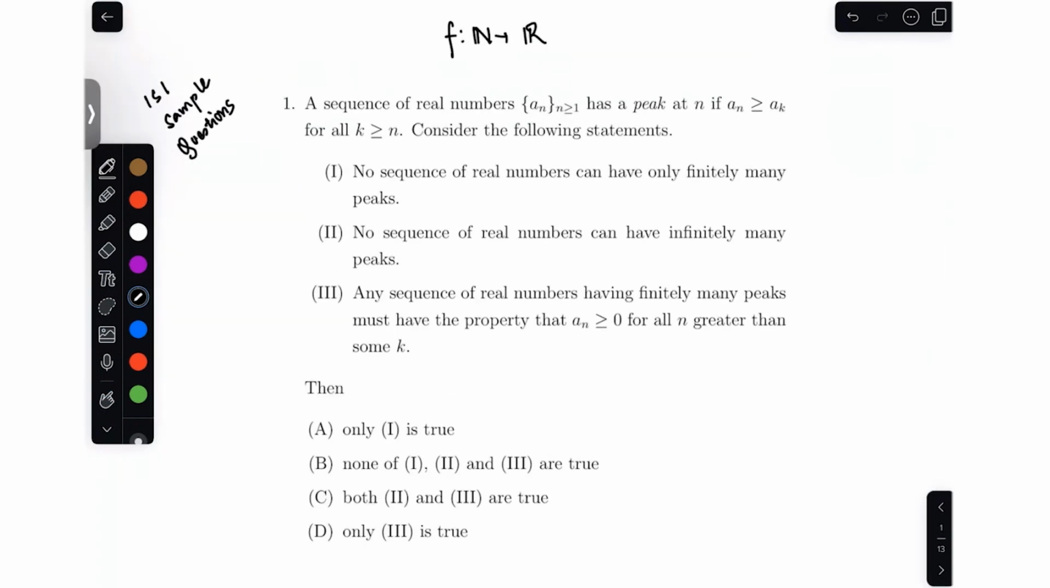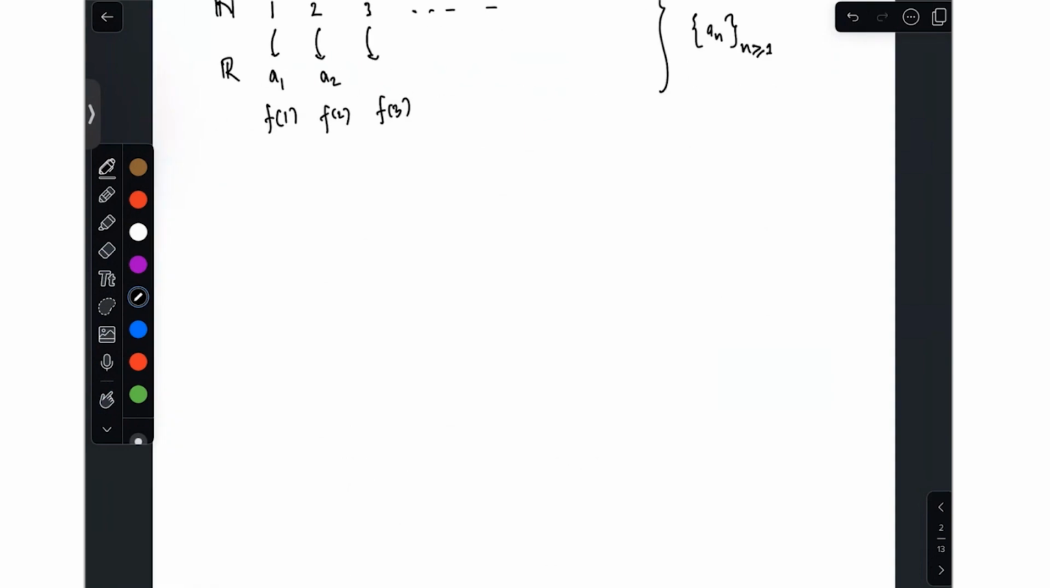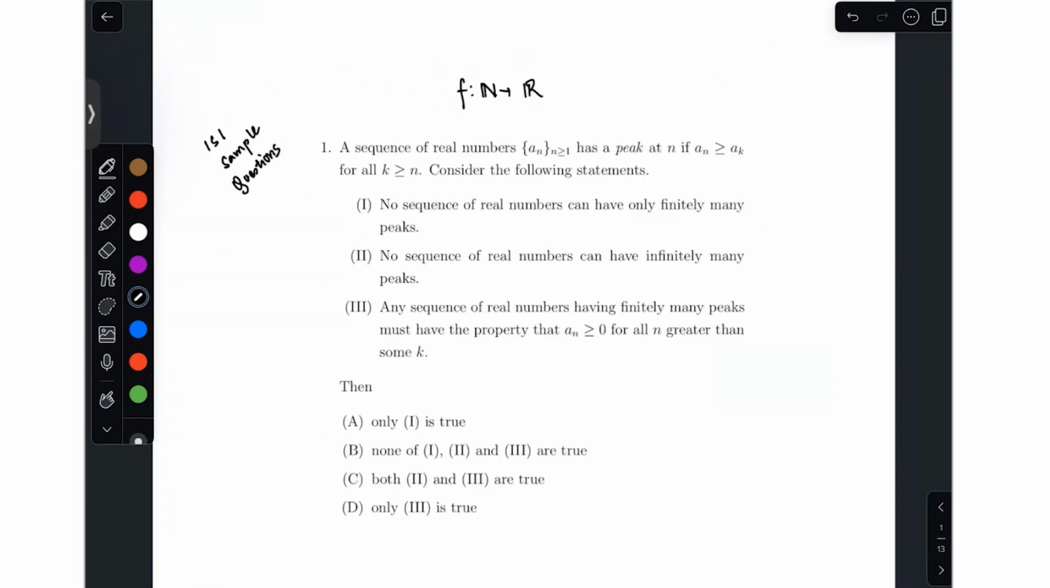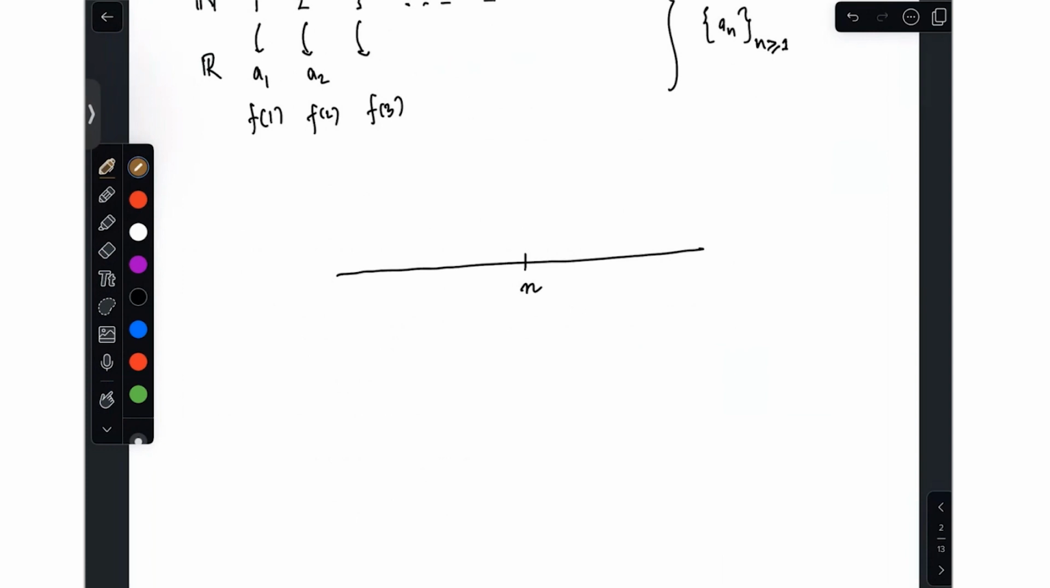Now it's saying that an has a peak at n if an is greater than or equal to ak for all k greater than or equal to n. So it's saying that an has a peak at n. This is n. So an is a peak at n if an is greater than or equal to ak for all k greater than or equal to n, which means if you consider all the subsequent n plus 1, n plus 2, all the numbers, all the points.